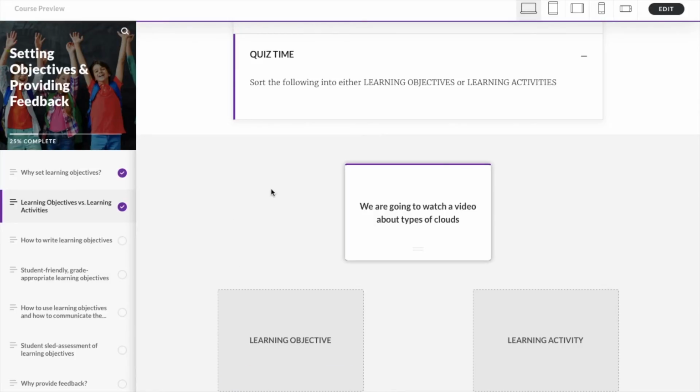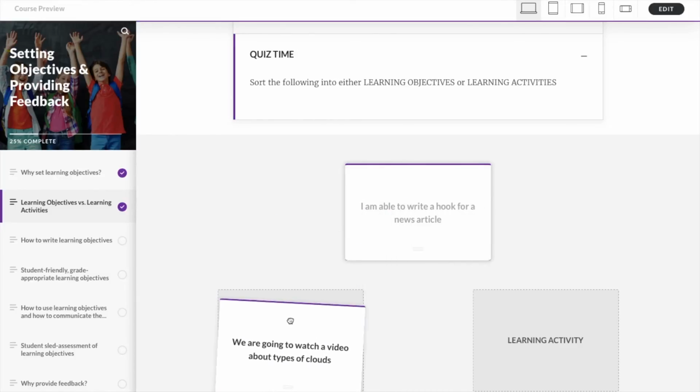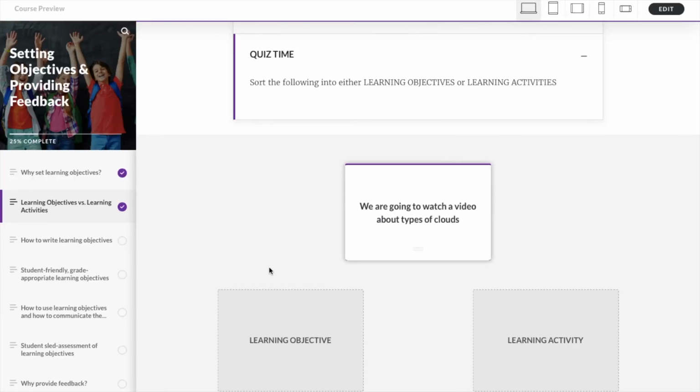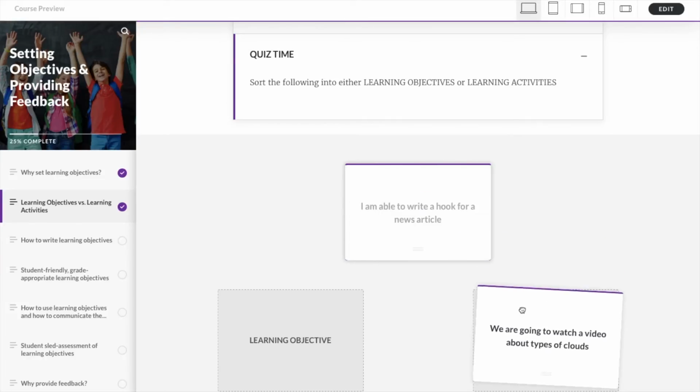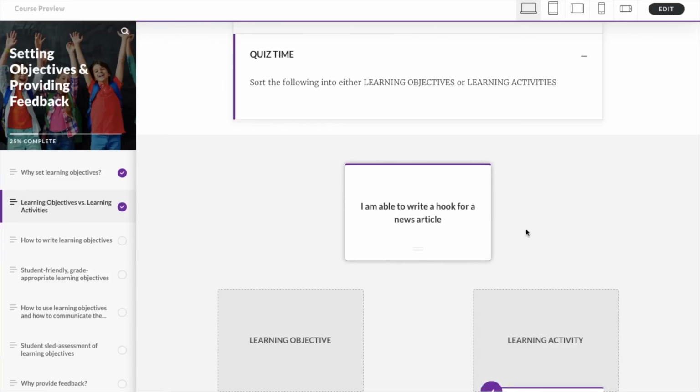This is a learning objective. The second one says, we are going to watch a video about types of clouds. Let's see what happens if we put this in the learning objective pile. You can see I got the incorrect answer. It just gave a little wiggle and then went back to the top of the pile, because this is in fact a learning activity.